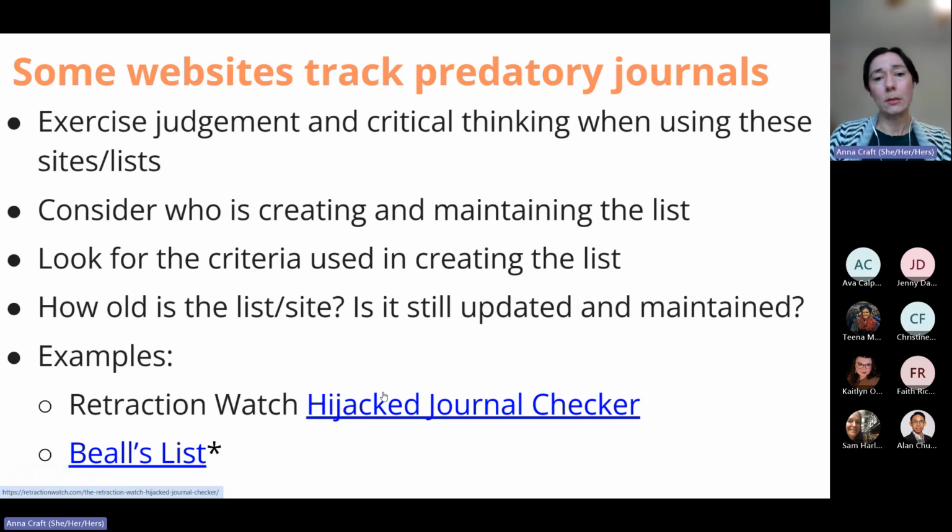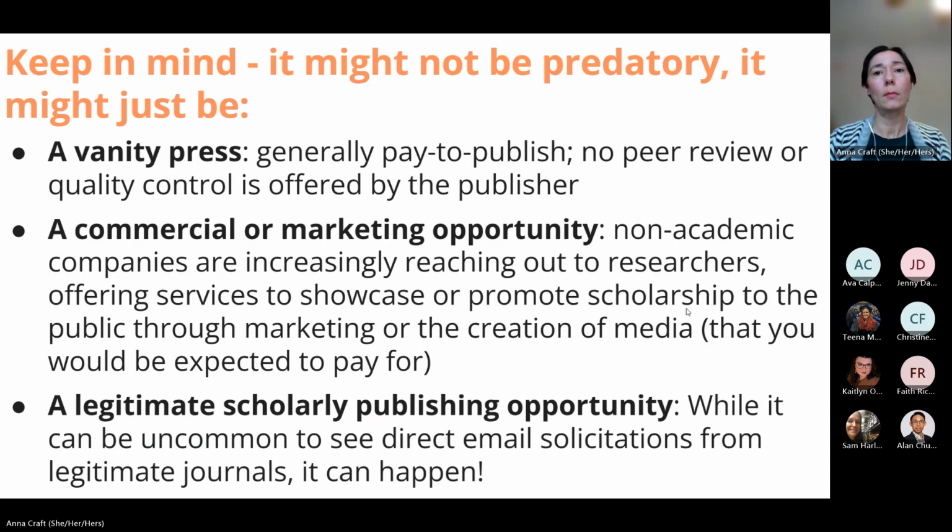A more current resource is the Retraction Watch Hijacked Journal Checker. This is specifically looking at publications where you've got another group perhaps taking over from a legitimate journal and that journal quality going down. It's a spreadsheet, and if you click through here, it'll take you to a website that gives you some context, and you can get to the spreadsheet from that. That one is maintained and updated pretty regularly. But again, with any of these lists that are out there, you need to think critically about what the situation is before you rely on their information.